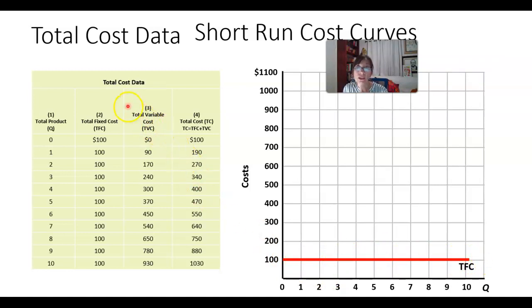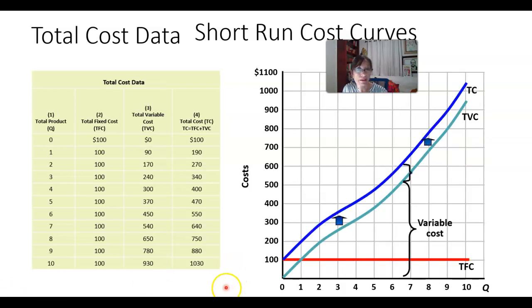Now let's look at our total variable cost. Variable cost is going to increase when we produce more product. So if we take a look at our total variable cost, you can see that it has a different shape. It increases as our output increases. Now, this little bracket right here, all this space here represents our variable cost.